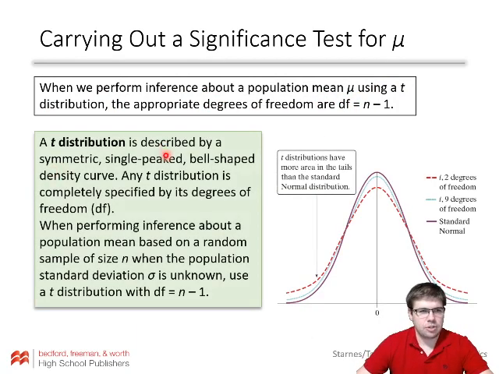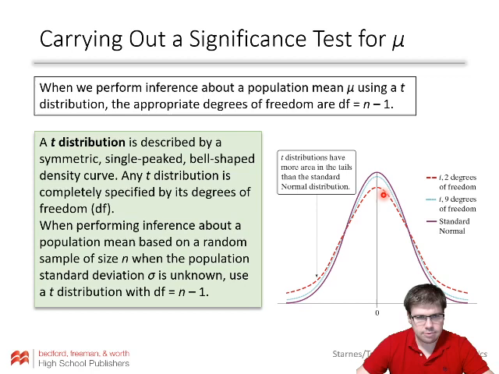So that t distribution is that symmetric, single-peaked, bell-shaped density curve, just like the normal distribution, just a little shorter and wider. Any t distribution is completely specified by its number of degrees of freedom. When performing an inference about a population mean based on a random sample of size n, when the population standard deviation sigma is unknown, we use a t distribution with degrees of freedom n-1.